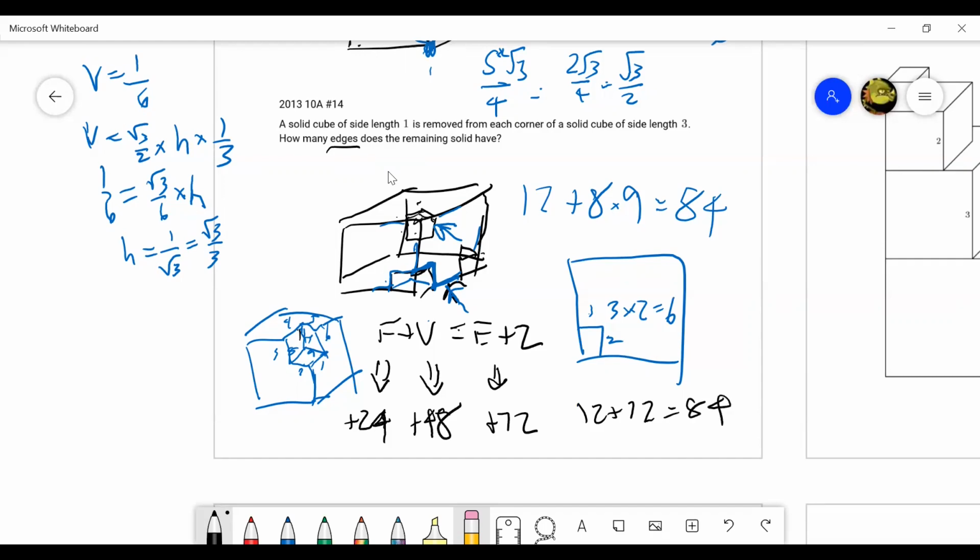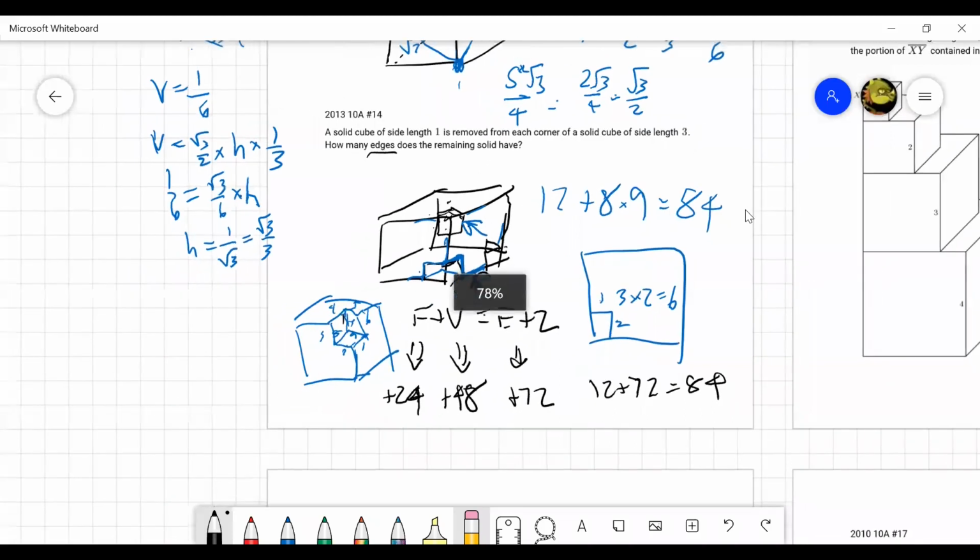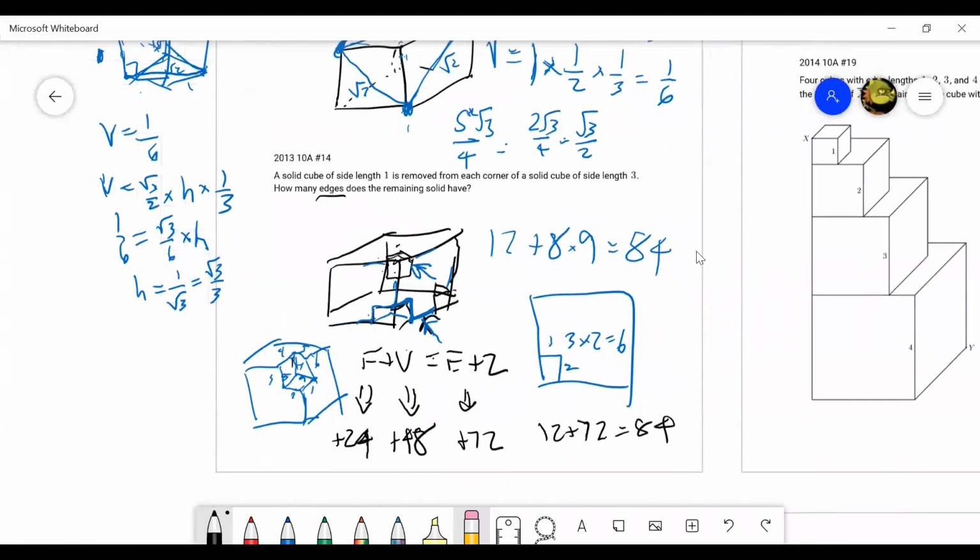So I guess this is another approach that you could use for counting edges if you are more comfortable with counting the faces and vertices instead. So yeah, those are just 2 different ways to do the problem, and I guess a neat application of that formula.